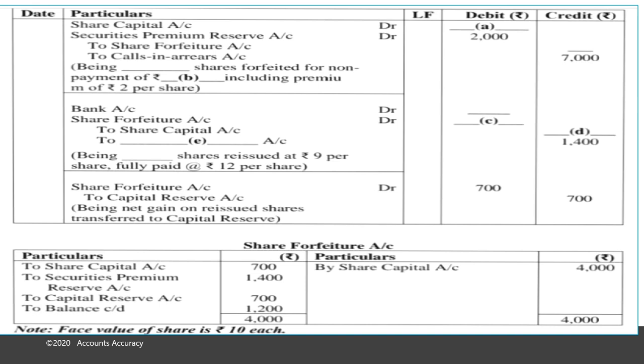Now let's do question 17 of the specimen paper 2021. Here, question 17 has been provided with a few blanks, and you are supposed to calculate these blanks. The biggest hint is this 4,000 which is given in the share forfeiture ledger account. If you are provided with the share capital account as 4,000, that is actually the total amount of shares which got forfeited.